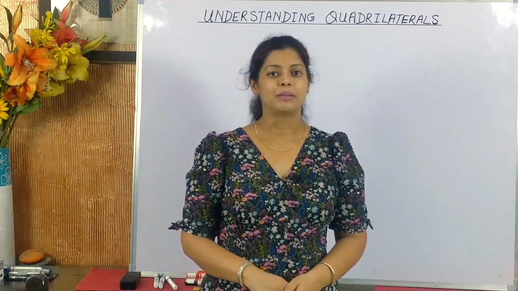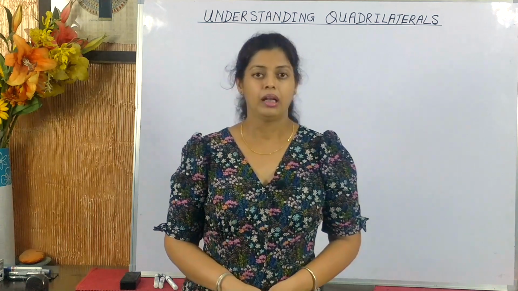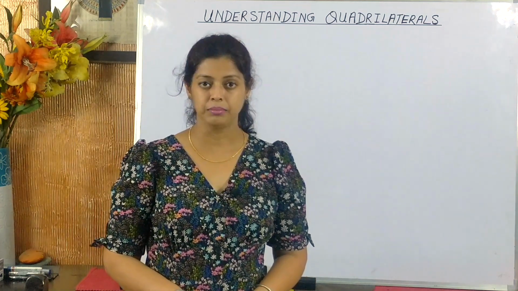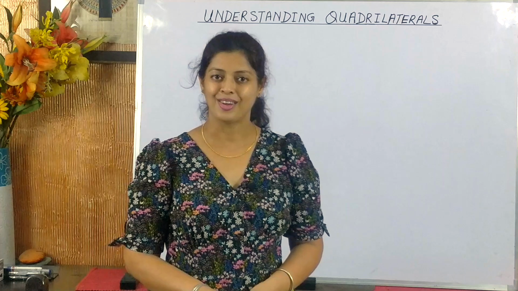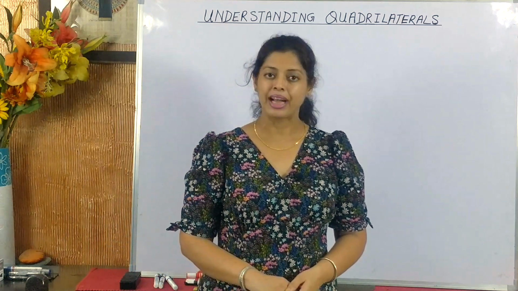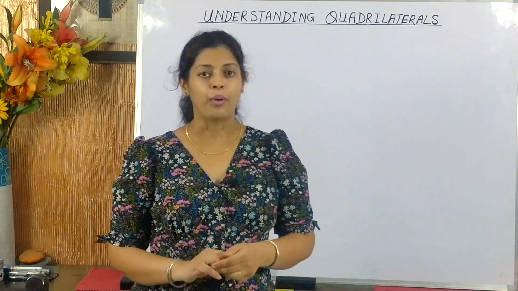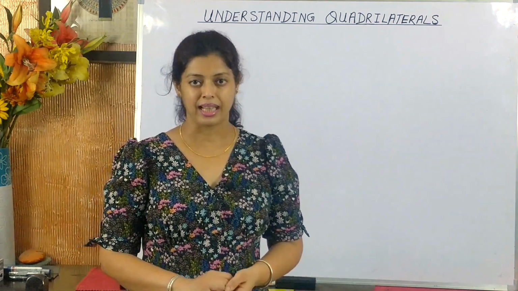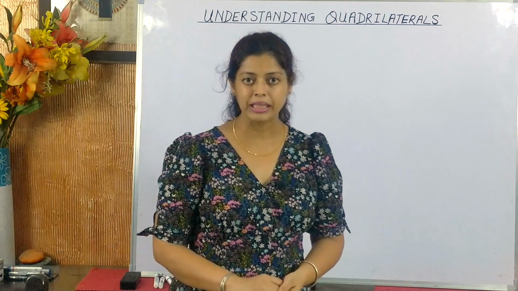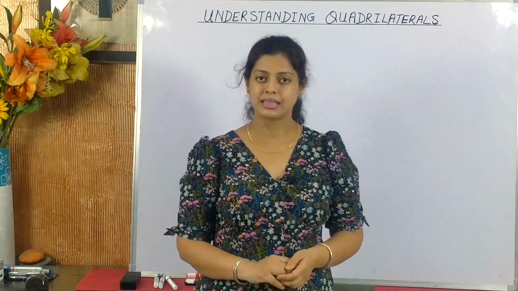also learn more about some special types of quadrilaterals like the parallelogram, trapezium, square, rectangle, rhombus and kite. In fact, quadrilateral is just a fancy maths name given to a polygon which has exactly four sides and four angles. Quadri means four and lateral means sides.